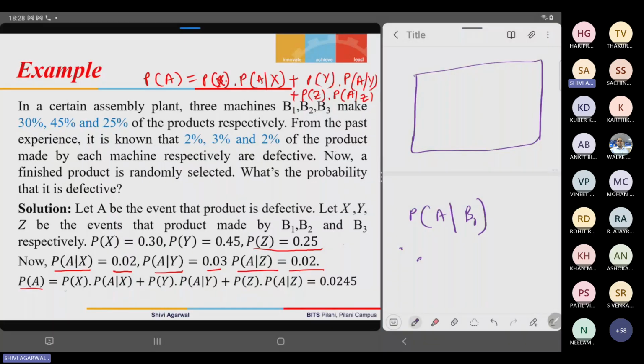So the probability of A is given by this formula, and we substitute the values here and get the answer 0.0245. So this is my request: please solve this question and then verify the answer on your own.